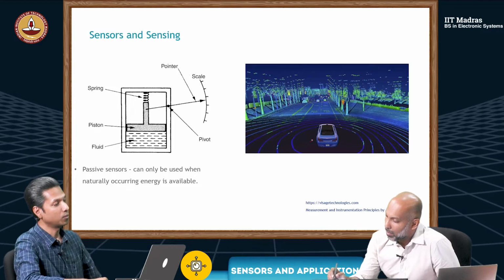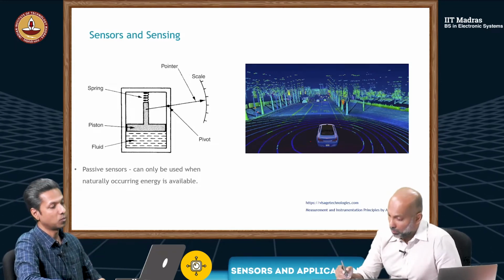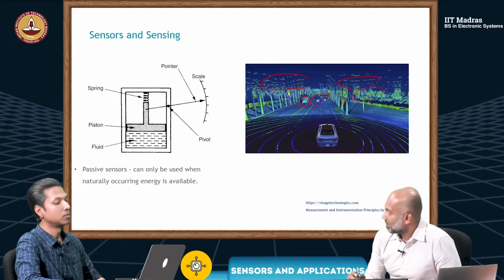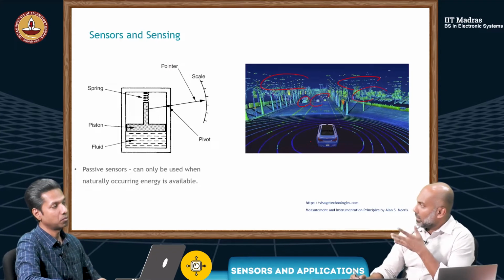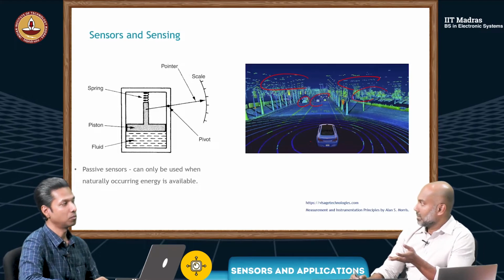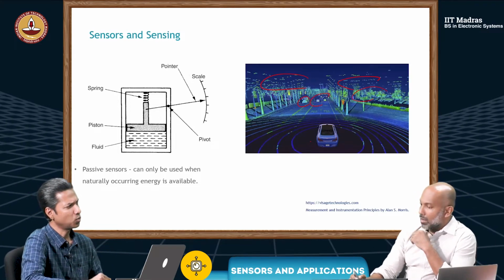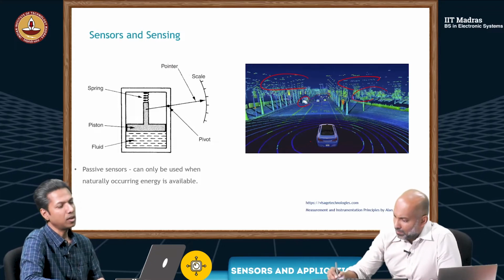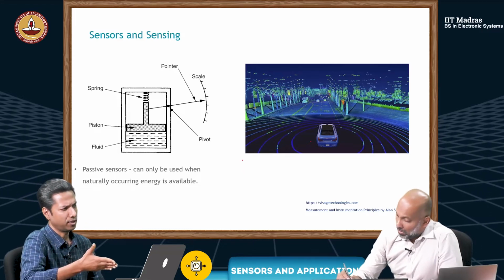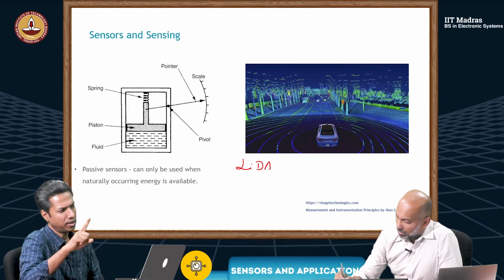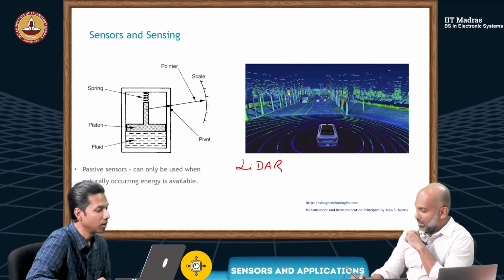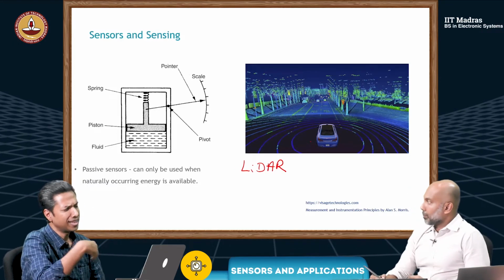This car is mapping its environment, which is why you see cars, other vehicles, trees, buildings. But it's also using sensing technology here. What kind of sensor is it? Have you heard of LiDAR? I've heard about radar, but it's not radar. It's called LiDAR, light detection. Okay, I heard about this LiDAR.